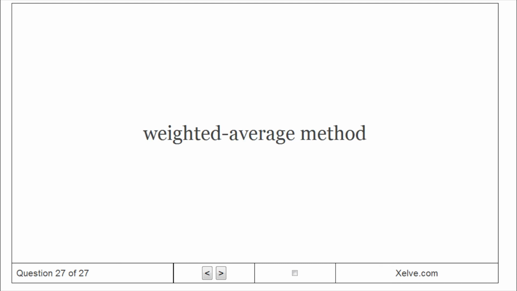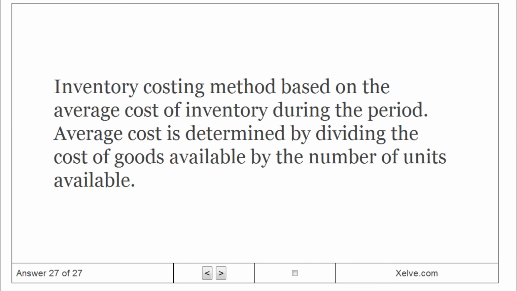Weighted average method. Inventory costing method based on the average cost of inventory during the period. Average cost is determined by dividing the cost of goods available by the number of units available.